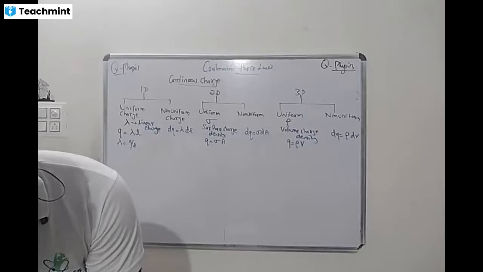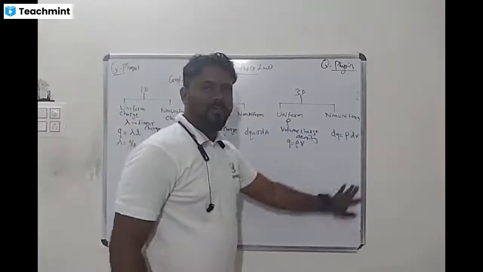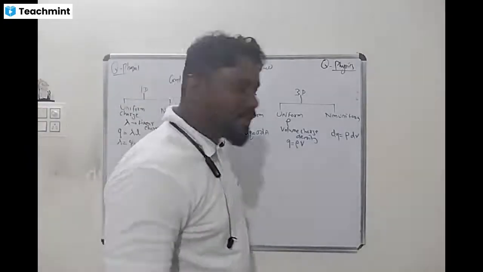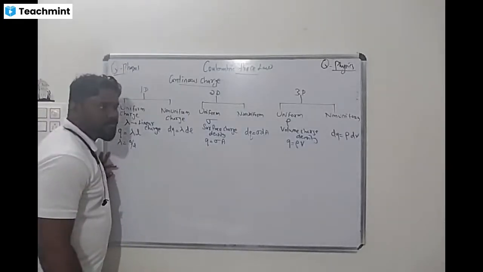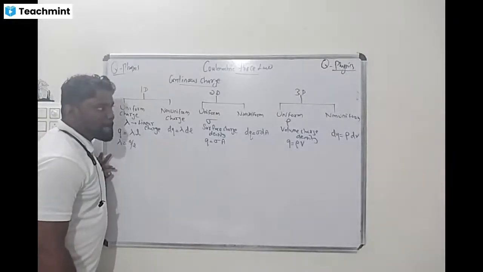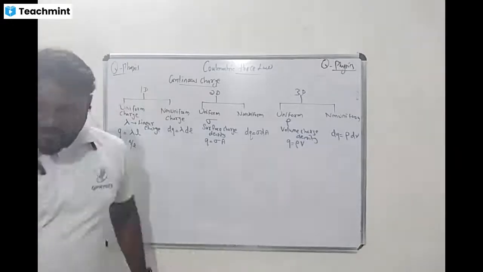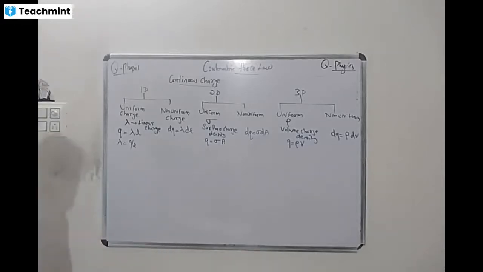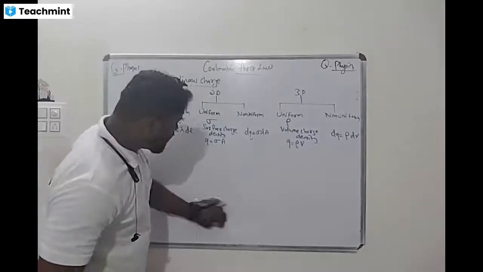This is a very important formula. So write down all of these things. This is a very important concept. Q is equal to sigma A. Okay, so write down all of these. This is the concept of that.